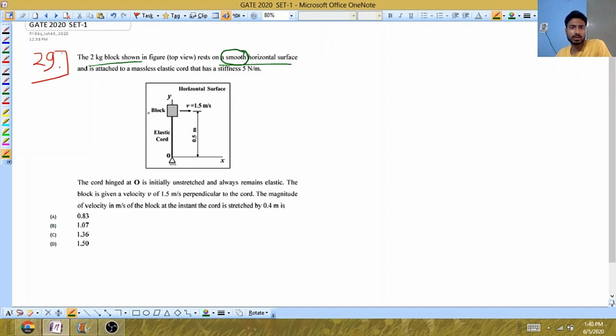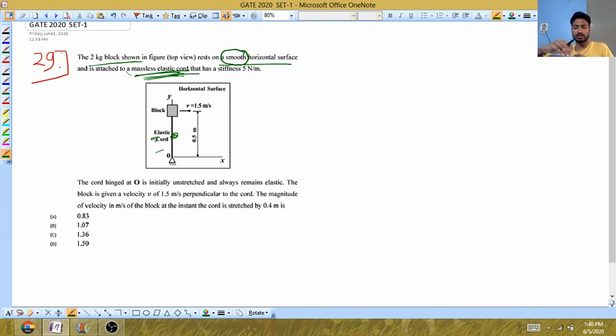It is placed on a horizontal surface, means it is a plane. There is a thread, not a thread, basically something elastic they have said. Yes, a massless elastic cord, attached to a massless elastic cord. This cord is elastic, means if you elongate it, it will get elongated, and when you remove the load, it will again come back to its original position. What we have studied in SOM, strength of materials, those concepts will be there. So in an elastic member, you can think of this as a spring only.